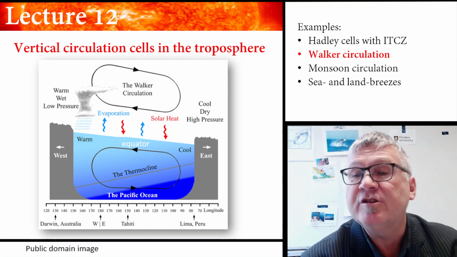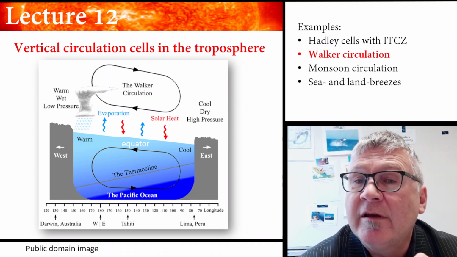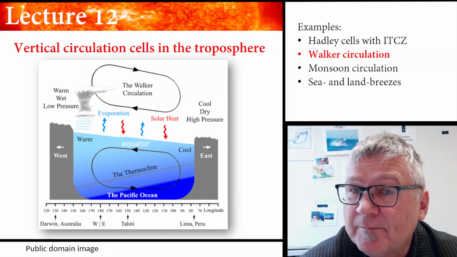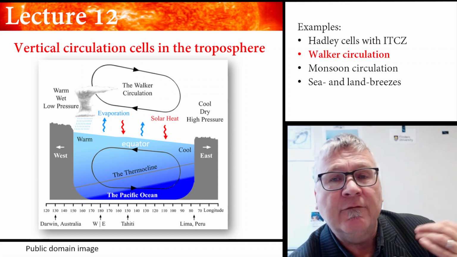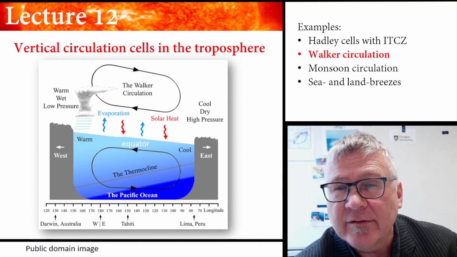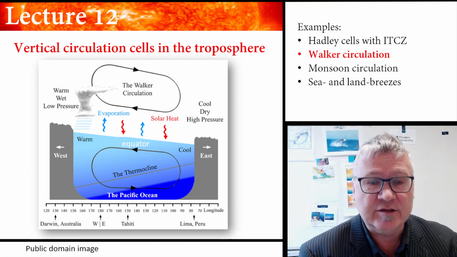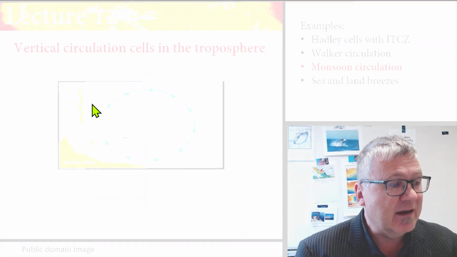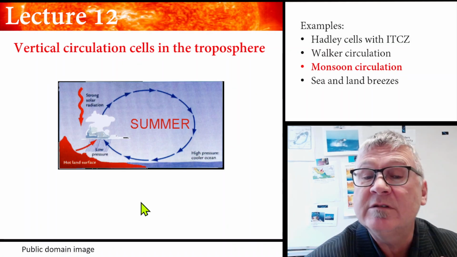And just to mention it here already, variability of the Walker circulation also includes a coupling with the ocean, and is linked to the formation of El Nino and La Nina events. Okay, and this is the Walker circulation. All right, we're almost there. We can look at the monsoon circulation.